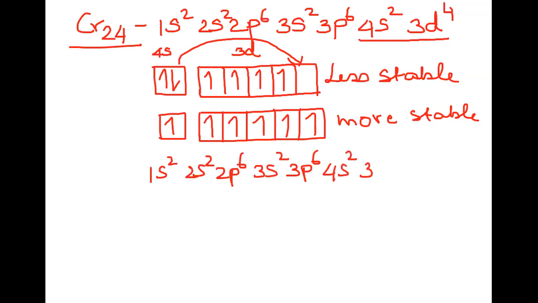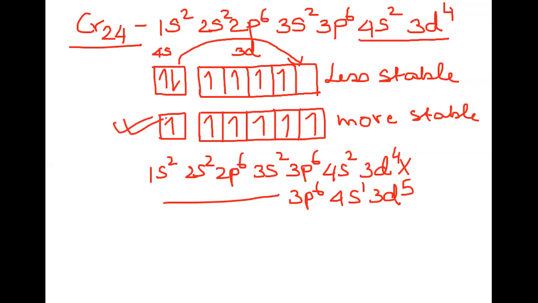This part becomes incorrect, and the correct form will be 3p6, this remaining the same, 4s1, all right, and 3d5. All right, this is the correct one. This is the more stable electronic configuration that we will get. And therefore, the electrons will prefer to fill up the orbitals like this.